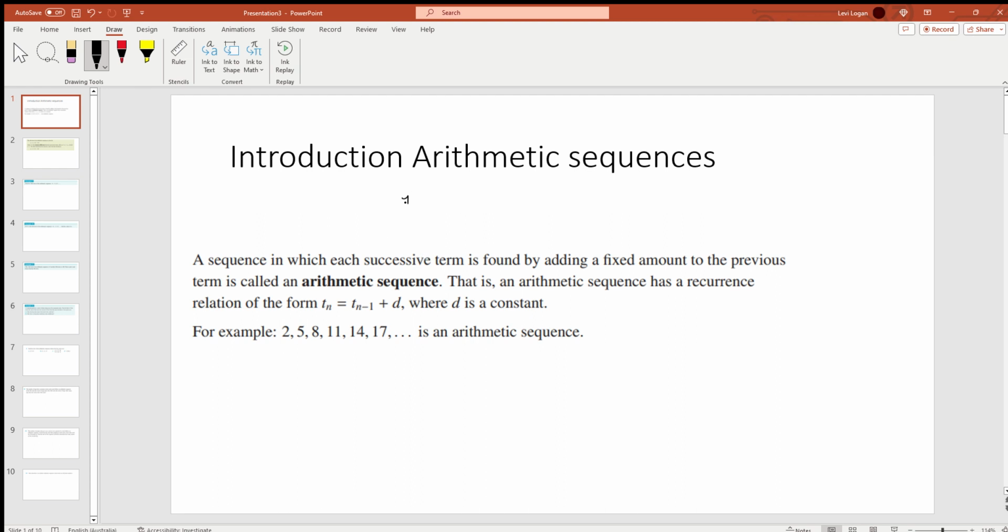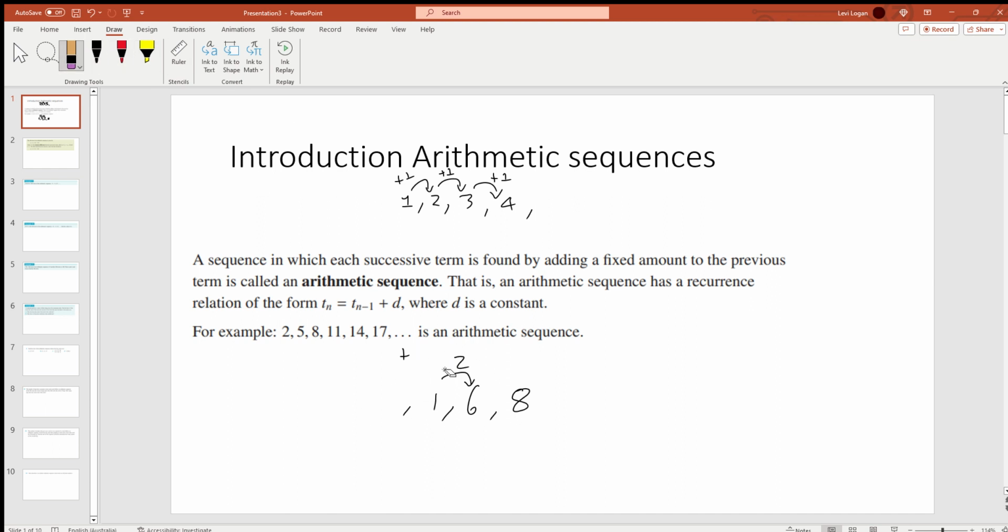For example, 1, 2, 3, 4 is an arithmetic sequence because it's increasing by a constant amount. You see it's just increasing by +1, +1, and then +1. So an arithmetic sequence means it's either increasing or decreasing by a constant amount. This is also an arithmetic sequence: 2, 4, 6, 8. Instead, it's going by +2.